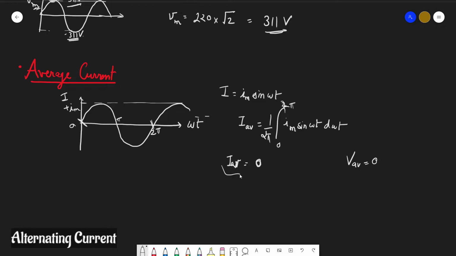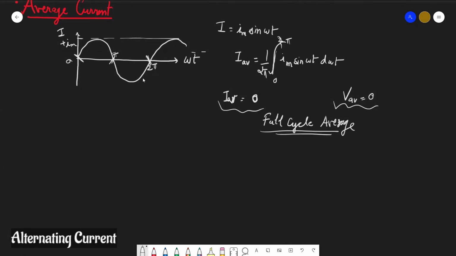Now these are both when we talk about full cycle average. Okay, full cycle average. When we consider this, we are doing it within the limit of the full cycle. There is also a concept of half cycle averages. When we find the average within the half cycle, this is the full cycle up to 2 pi, half of this is pi. So if somebody asks what is the half cycle average, we will now see the half cycle.